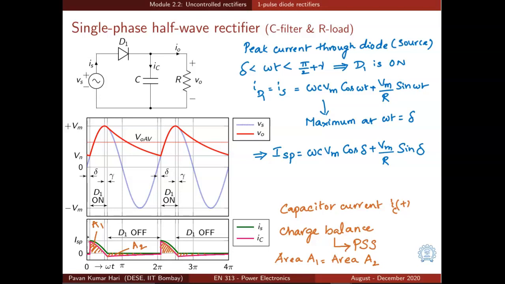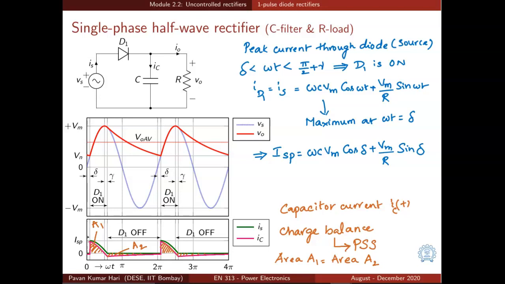So that can be found by inserting omega t equal to delta in the first equation for current that we have written. It's basically the KCL equation. So ID1 is equal to omega C Vm cos omega t plus Vm by R sin omega t when D1 is on, and this function has a maximum value at omega t equal to delta.